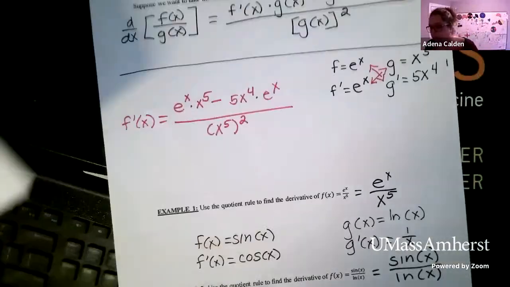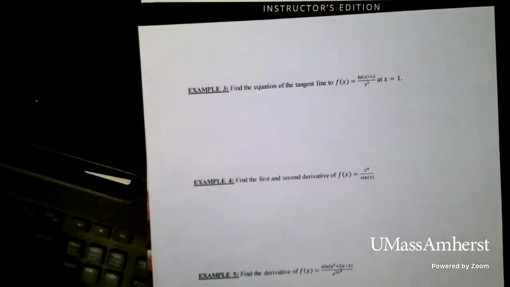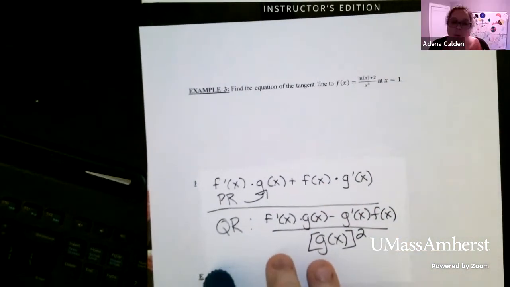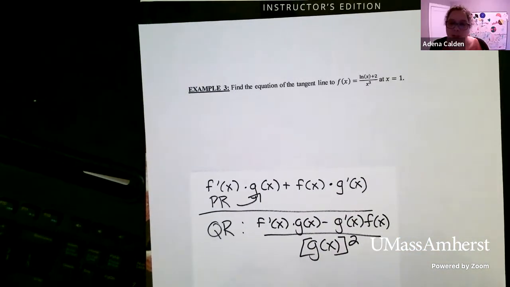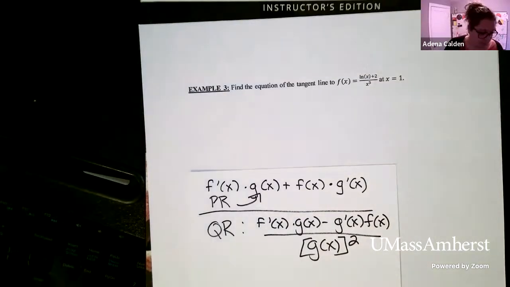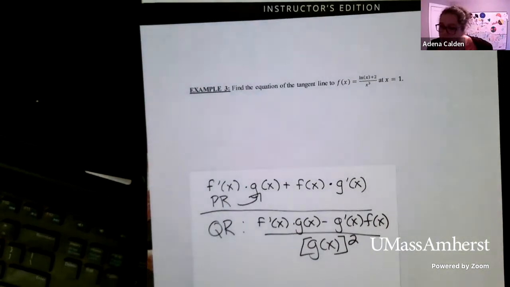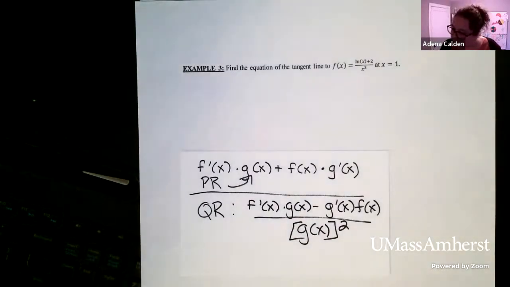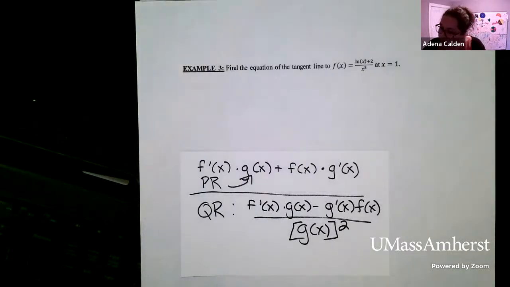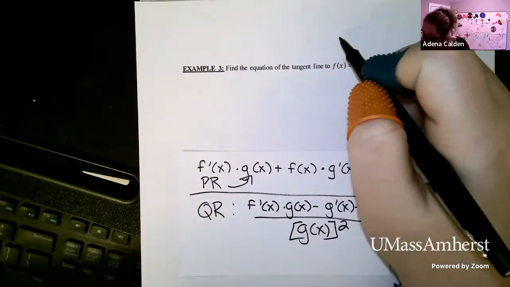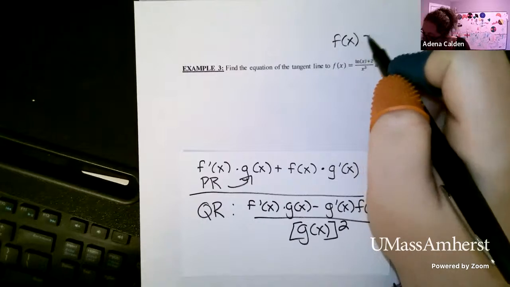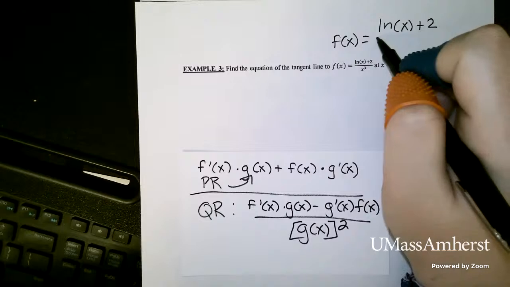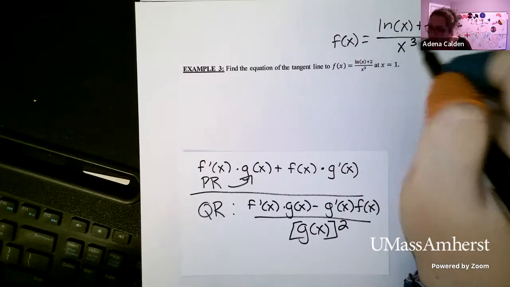So, dun, dun, dun, we have a tangent line problem here. So we're going to try to find the equation of the tangent line where now our function is a quotient. We have the natural log of x plus 2 over x cubed. So I'll write that a little bit bigger because that's a little small here. And we are trying to find the equation of the tangent line at x equals 1. So again, the original function is ln x plus 2 divided by x cubed.